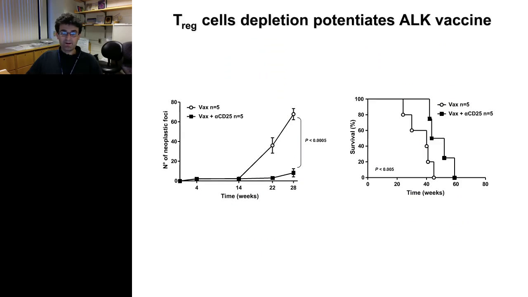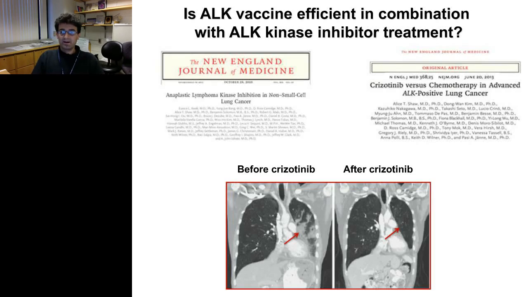And indeed we could, because when we were comparing vaccination alone, which is here, this is a longer time as if the one that you see before, with a protocol that combined vaccination and depletion of effector T cells, you see that the combination of vaccination and effector T cells depletion was more efficient in preventing tumor growth, and also there was a further gain in survival. So this is a potential way to boost the cancer vaccine against ALK.